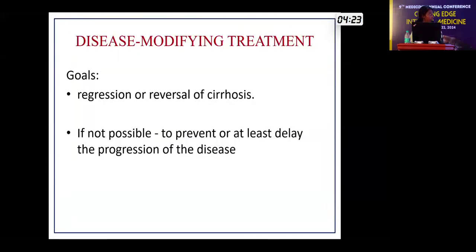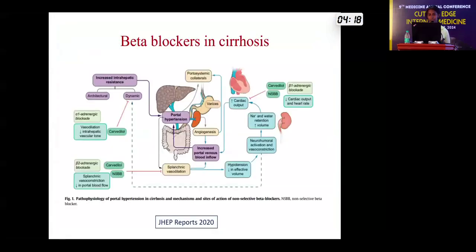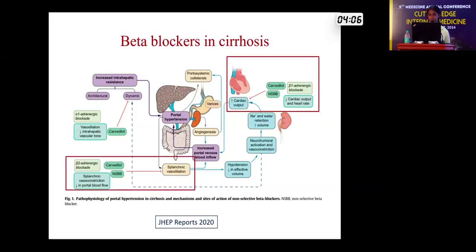So what are the goals? Goals would be regression or reversal of cirrhosis. If not possible, prevent progression. So with this, I come to beta blockers in cirrhosis. Now, how does beta blocker work? It has beta 1, beta 2 blockade and alpha blockade in drugs like carvedilol. Now this alpha blockade decreases intrahepatic resistance. That is why, when we look at propranolol versus carvedilol, most studies are saying that carvedilol may be a better drug to choose, which may prevent hepatic decompensation as well as prevent a bleed.